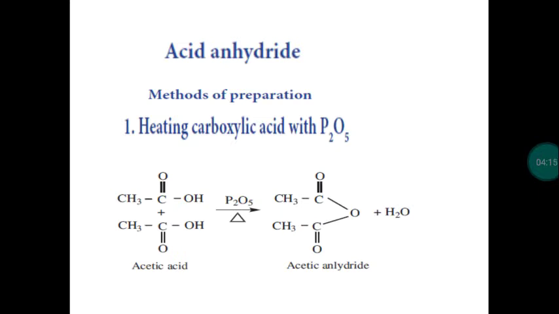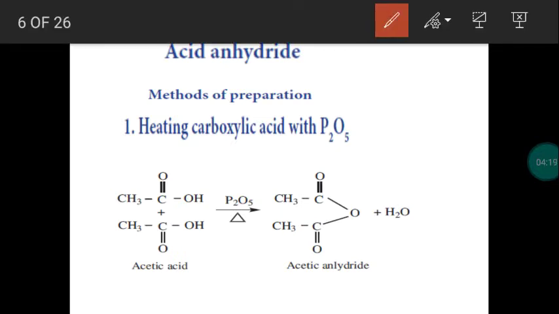Next derivative is acid anhydride. It can be prepared by a dehydration process. So first preparation is dehydration. For that we need a dehydrating agent, for example, phosphorus pentoxide, P2O5. It's a very good dehydrating agent which absorbs water molecules. We take two molecules of acetic acid. From two molecules of acetic acid, one molecule of water will be eliminated. So this is called intermolecular dehydration.